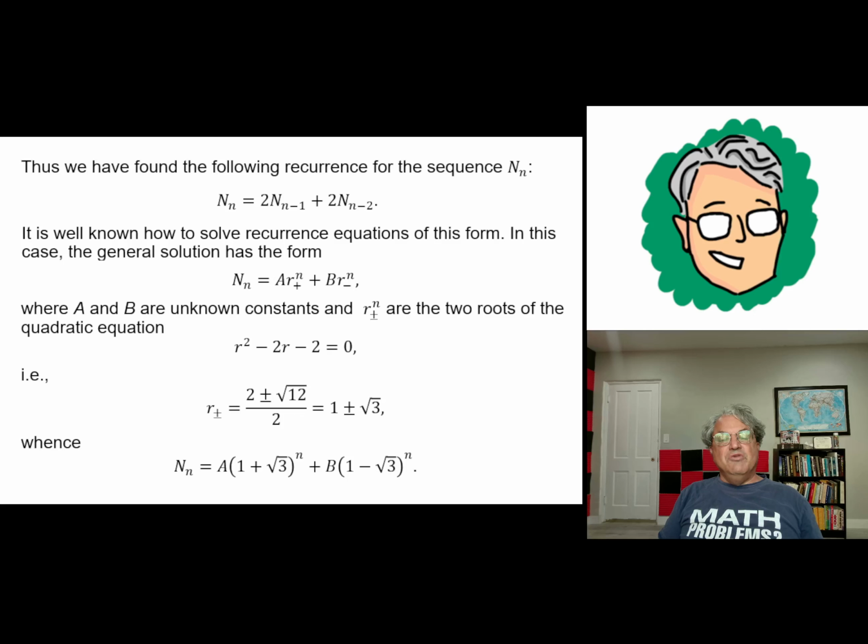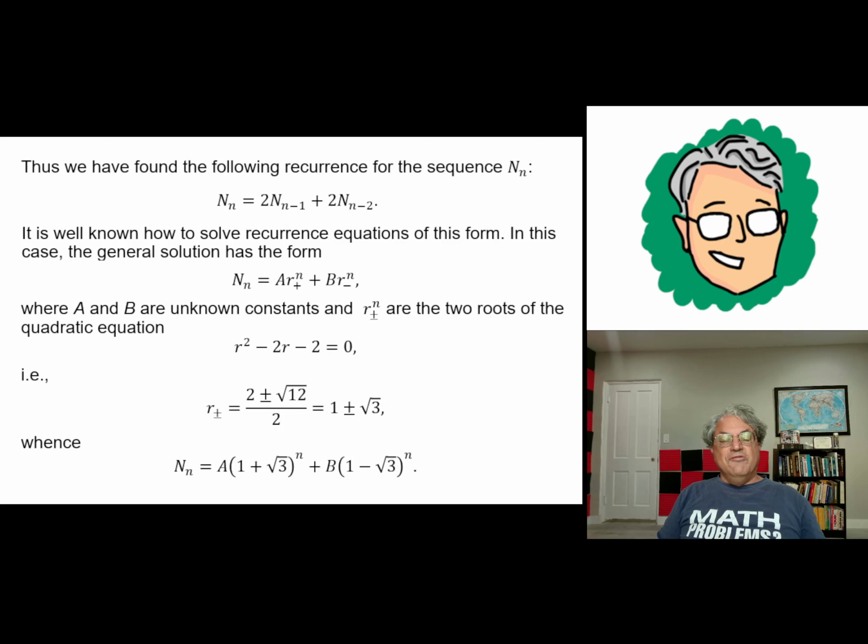When you do that, we have a equals 1, b equals minus 2, c equals minus 2. You probably remember the quadratic formula. You get minus b plus or minus square root of b squared minus 4ac over 2a. In this case, negative b is 2, and the discriminant b squared minus 4ac is 12, and then 2a is just 2, so you get 2 plus or minus square root of 12 over 2, which we can simplify to 1 plus or minus square root of 3.